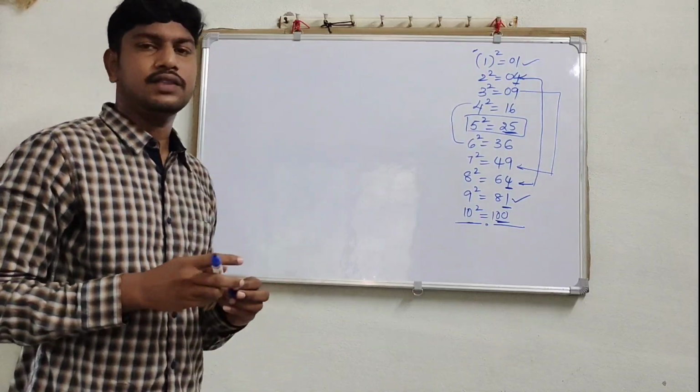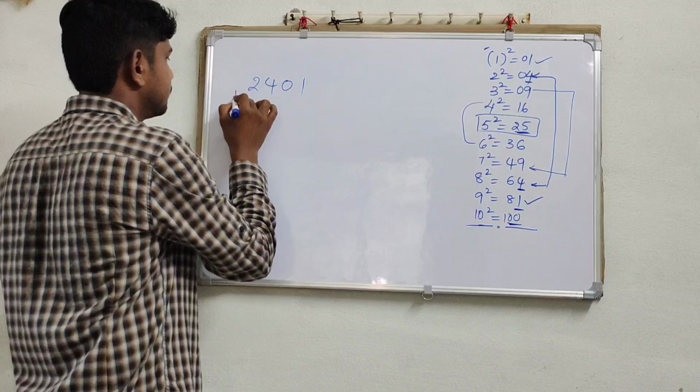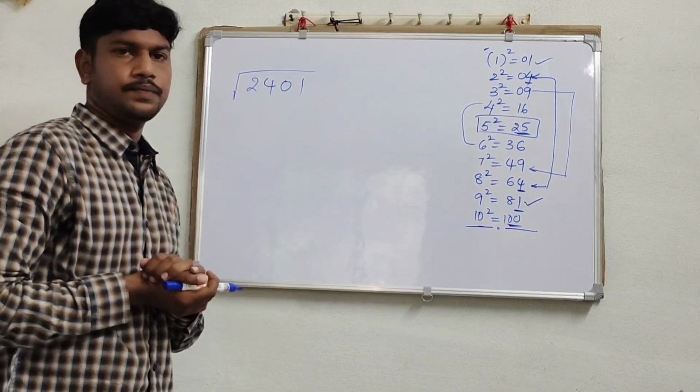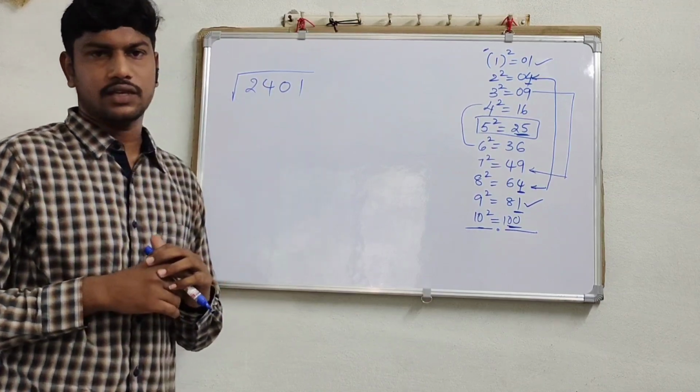Okay, let me explain with an example. 2401. 2401 is a number, and it's a perfect square. This topic is applicable only for perfect squares.